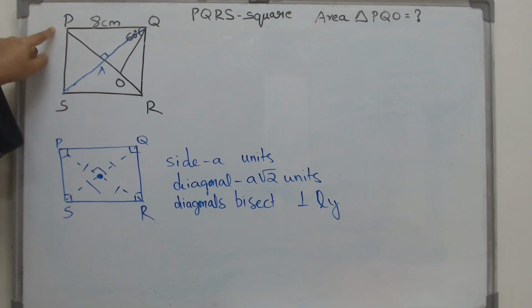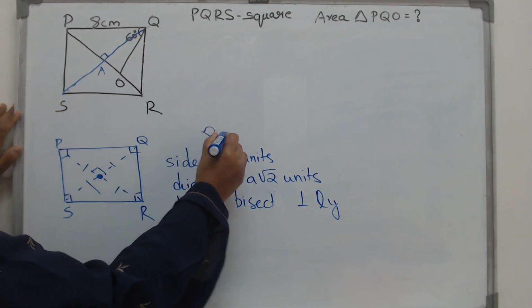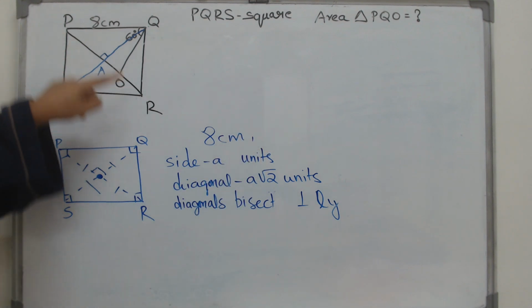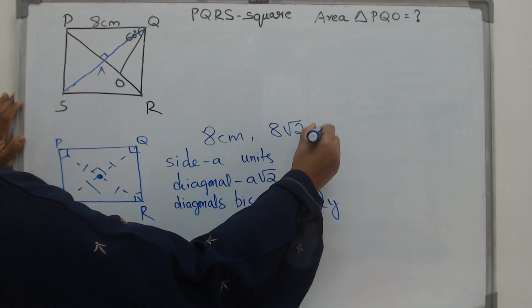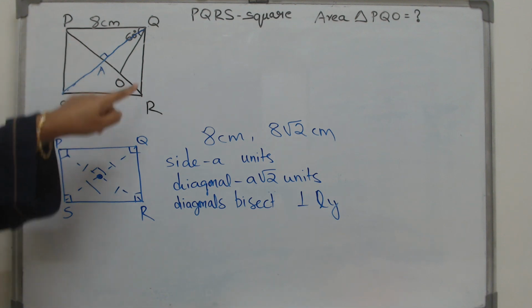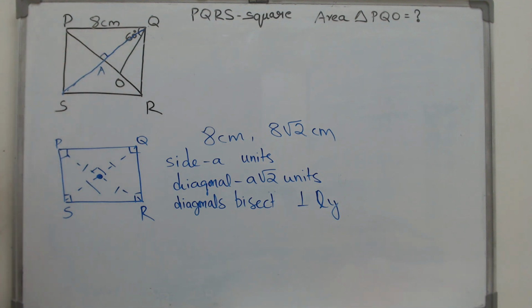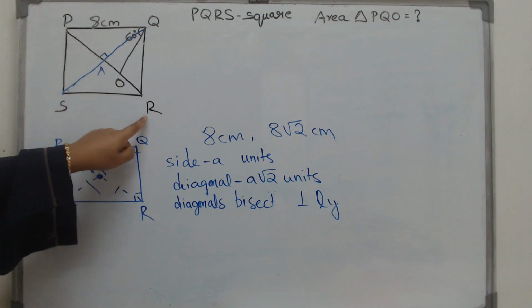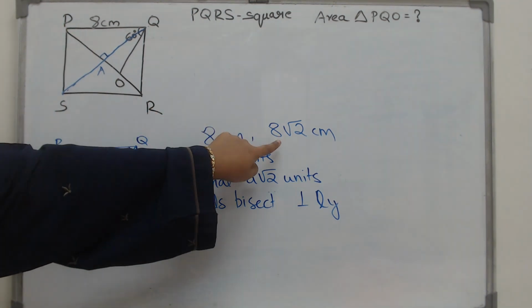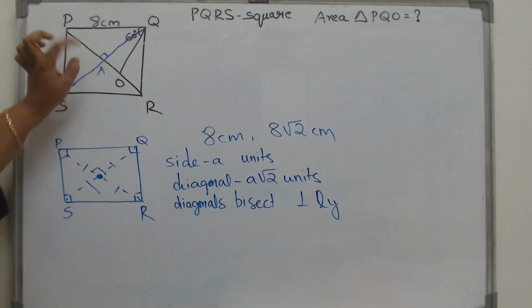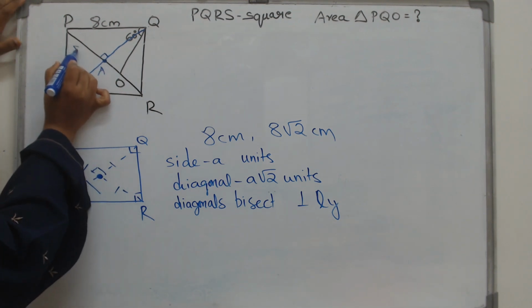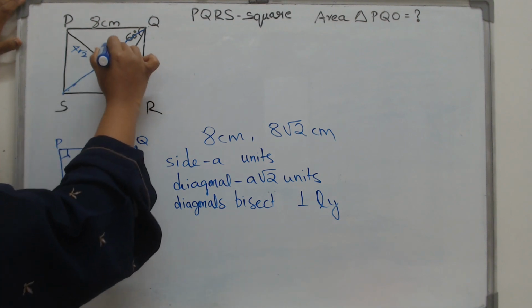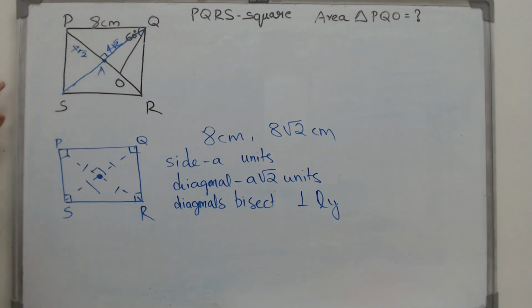The square that we are dealing with, which is PQRS, its sides are of measure 8 centimeters. That means both of its diagonals will be of measure 8 root 2 centimeters. And what else do we know? These two diagonals bisect each other perpendicularly, which means this whole diagonal PR is of length 8 root 2. But at the point of intersection of the diagonals, it is cut into two equal parts, which means here you have a 4 root 2. Here also you have a 4 root 2 centimeters.